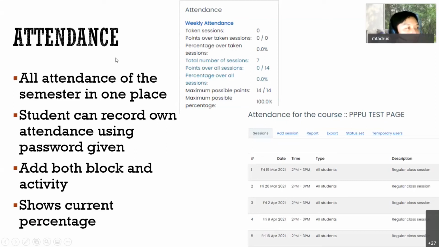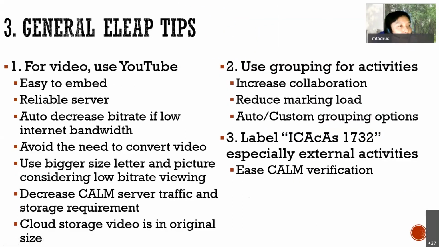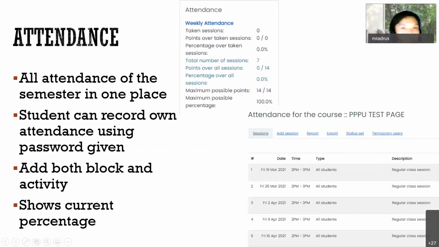For this new feature, you want to add both a block and an activity. With the block, you can see the report. The activity is the one that you press to record the attendance, whether you want to do it manually yourself, putting the status for each student, attend, absent, late, and it also shows the current percentage. Let me show you how to add these things that I have.